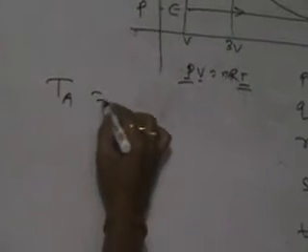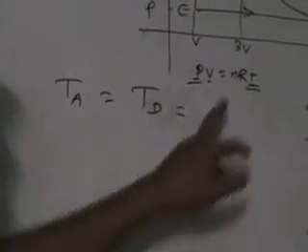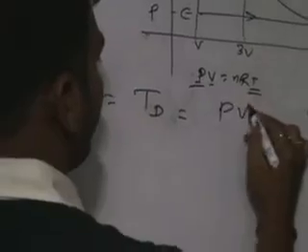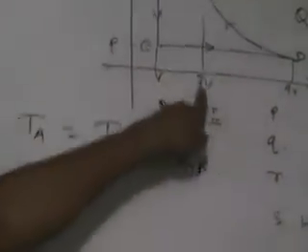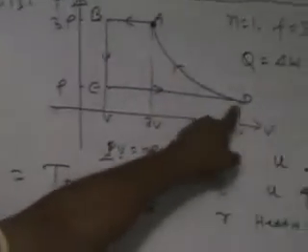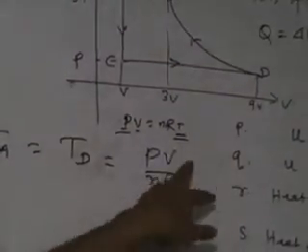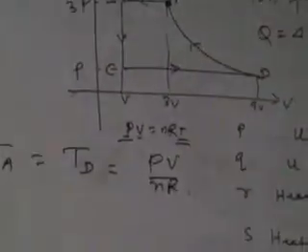Now we will do the D to A process. Mind it, nothing is given about D to A. What kind of process is this? But by using these values, we can find that TA is equal to TD. Look, T is the product of PV divided by nR. Here the product is 3P into 3V, 9PV, and here it is P into 9V, so 9PV. So the product of PV is equal, so temperature is equal. At D and A the temperature is equal.